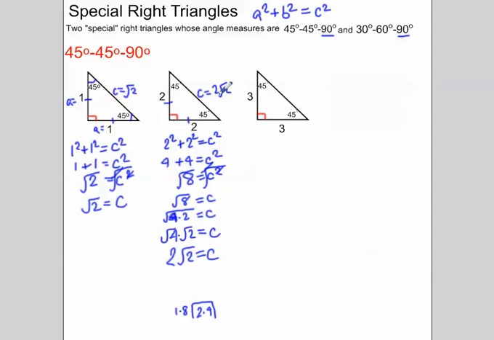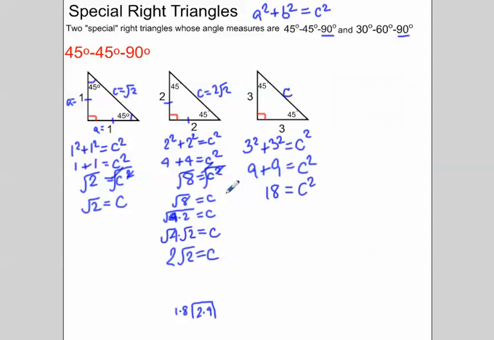And if I look at the number in front of the square root, what do you think? Do you think it could be 3 times the square root of 2? That's what I think. Let's try it. 3 squared plus 3 squared equals c squared. 3 squared is 9. That's 3 times 3 plus another equals c squared. 18 then equals c squared.